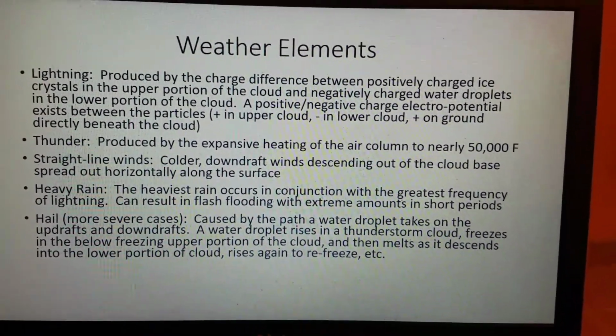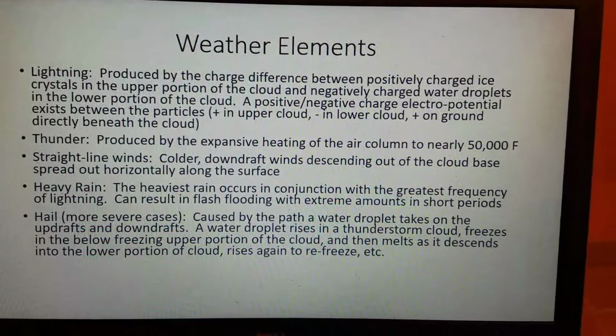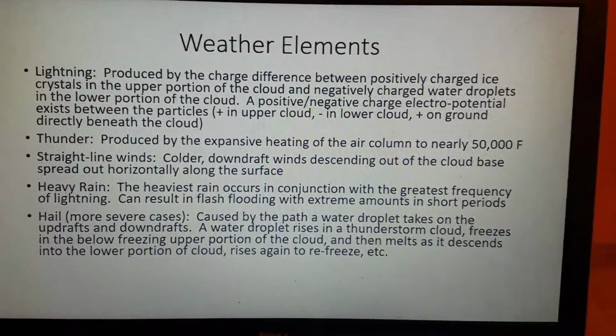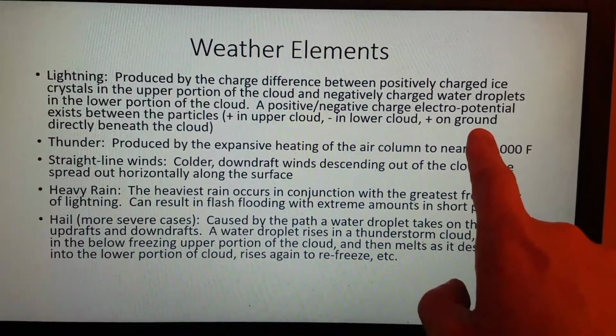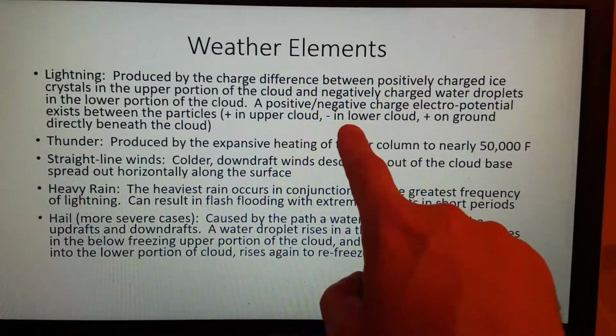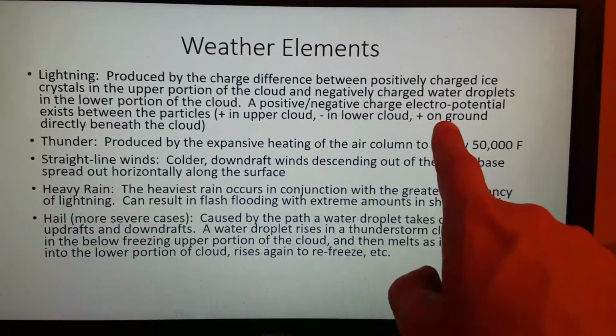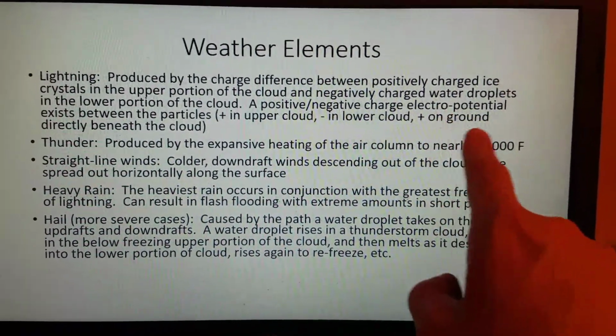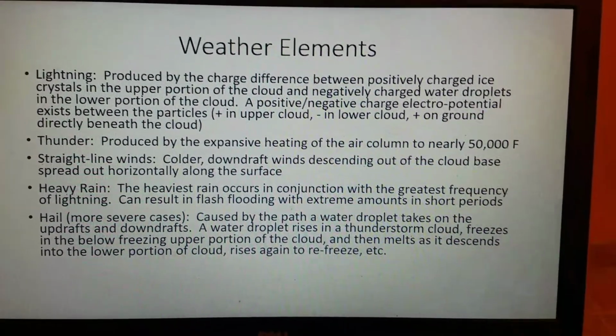You can get a lightning bolt from within the cloud to cloud. You can get a lightning bolt from cloud to the ground. Directly beneath the cloud, you typically have what's known as a shadow, and you have a negative charge in the lower part of the cloud, and then the opposite charge, especially on the ground, directly beneath the cloud, or on taller objects.